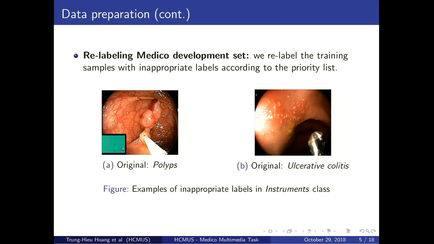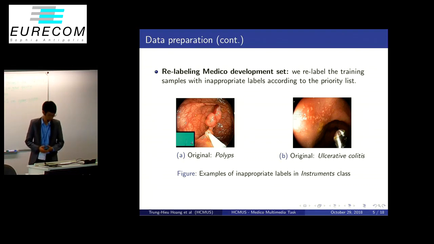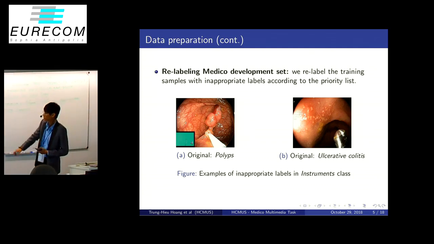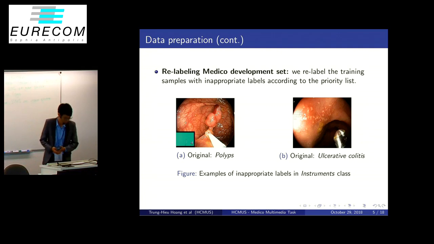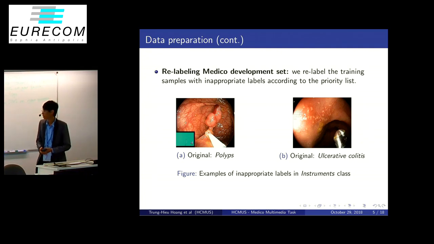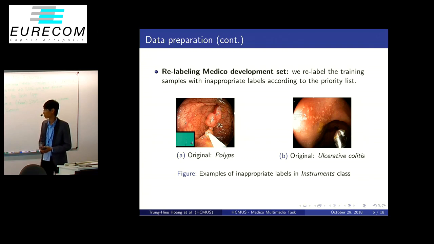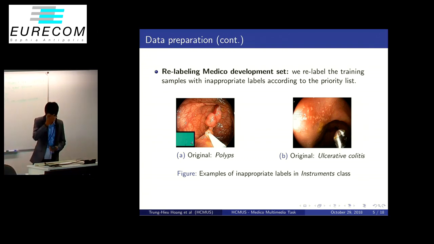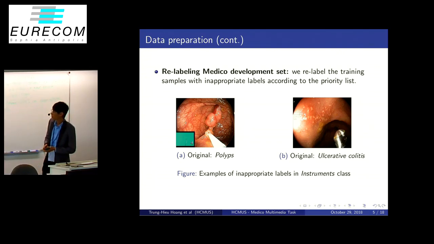And besides, we also found some images in the data set belonging to multiple classes. For example, the left image contains both the polyps and the instrument, and on the right, the image contains the signal of ulcerative colitis, and the instrument also. But according to the given priority list, their original labels are inappropriate, so we decided to relabel these kinds of images.